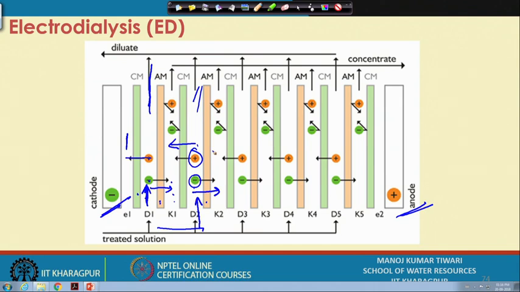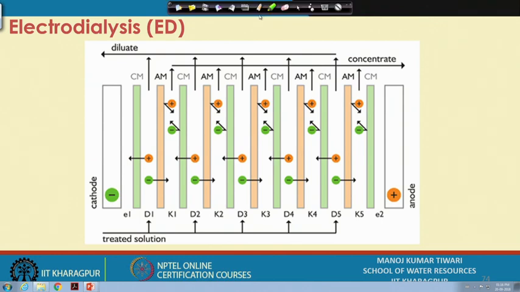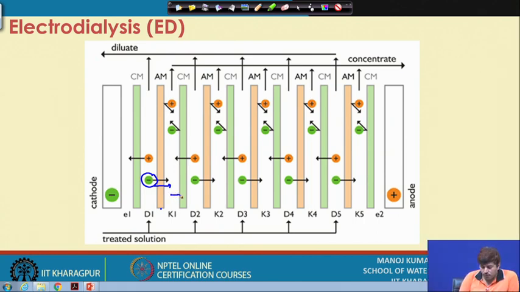Now, let us see what happens in this intermediate channel. Let us clear this out and look at it again. In this intermediate channel, these anions have passed through this anionic membrane and are attracted towards the anode. They are willing to go further in this direction, but there is a cationic membrane here which will not allow the anions to pass through. So there is a membrane which restricts them from passing.